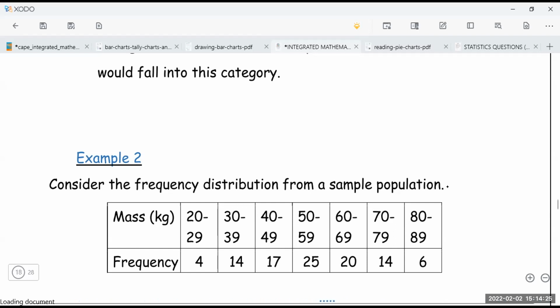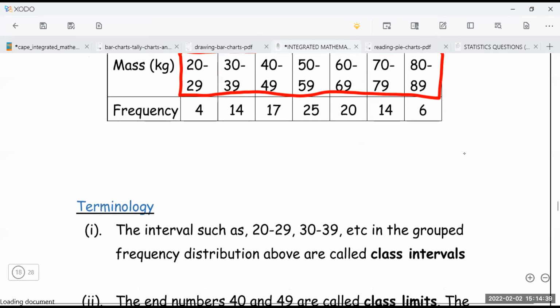So you see these values that are given right here, these would be the class intervals. All right, so for your independent variable, these are your class intervals. That's all class intervals are. So the intervals such as 20 to 29, 30 to 39, 40 to 49, these are all class intervals. All right, now the lesser number in each interval is known as the lower limit, and the bigger number is known as the upper limit.